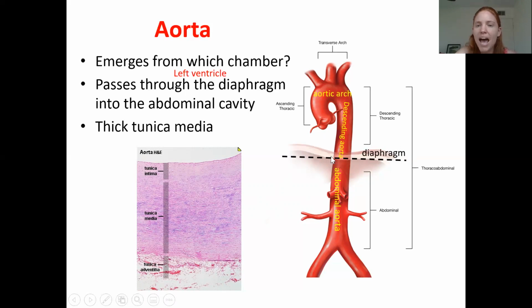And then it's going to pass through the diaphragm, so it's going to go from the thoracic cavity into the abdominal cavity. At the point where it passes through the diaphragm, it's going to change its name. Instead of being the descending aorta, now it's called the abdominal aorta. Okay, so ascending aorta at the heart, aortic arch at the top, then the descending aorta in the thoracic cavity, and then on the other side of the diaphragm, now we're in the abdominal aorta.